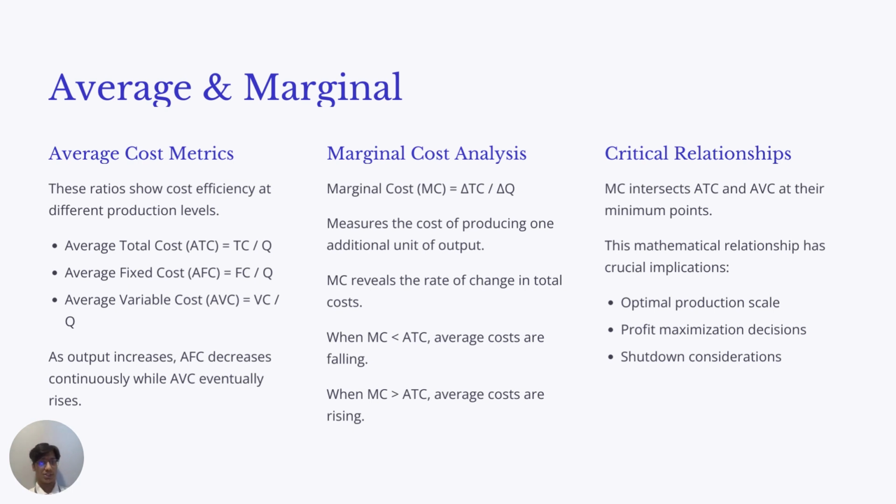Average and marginal cost are central to understanding cost efficiency. Average total cost is total cost divided by units produced. Average fixed cost falls as output increases because you are spreading fixed cost over more units. Average variable cost reflects per unit variable expenses. Marginal cost is the cost of producing one additional unit. This matrix helps managers make output decisions, especially when determining how many units to produce to maximize profit or avoid losses.